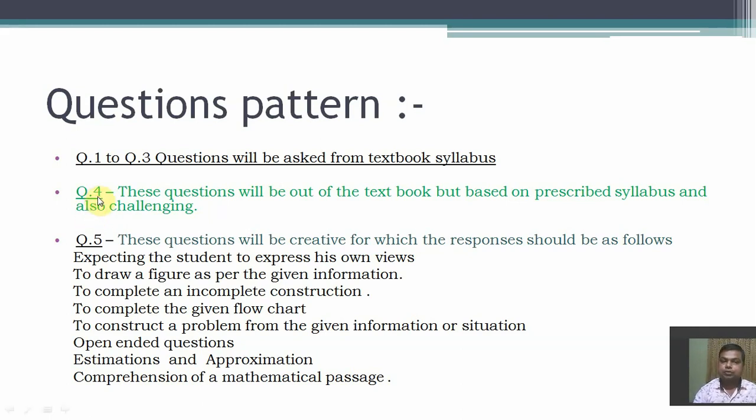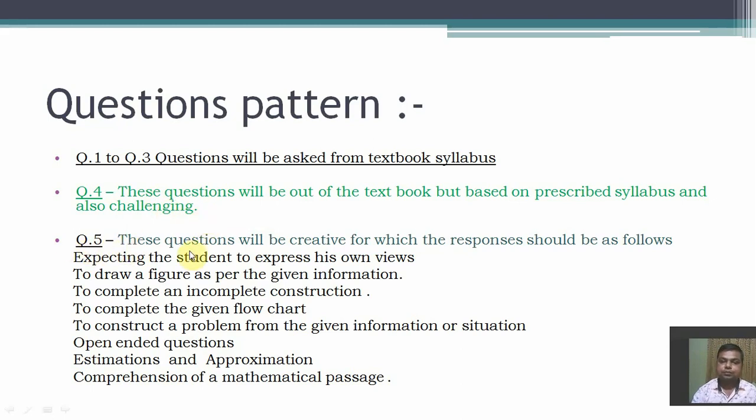Now question number 4. These questions will be out of the textbook but based on the prescribed syllabus, and also challenging. Question number 4 will be a challenging question depending on your syllabus to check your mental ability to solve the question. These will be higher order thinking skill questions, and with practice and concept clarity you can solve them.